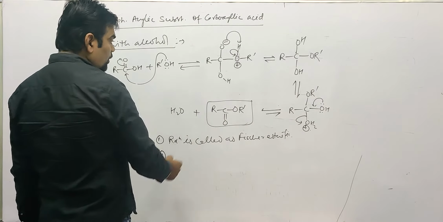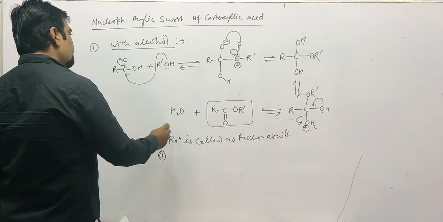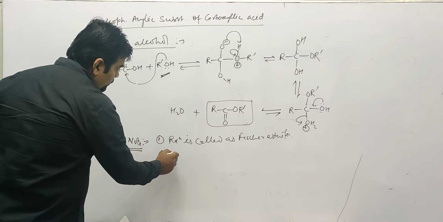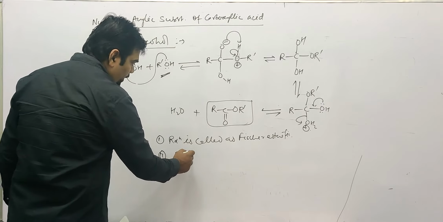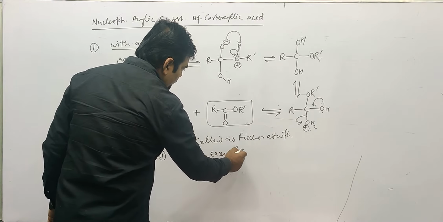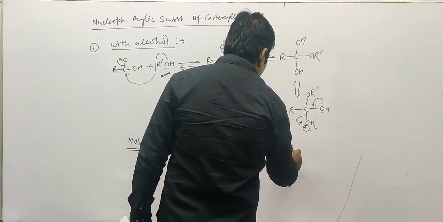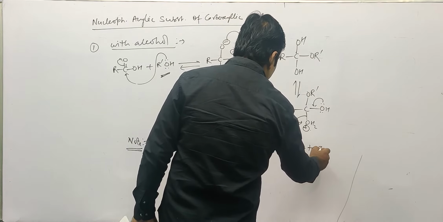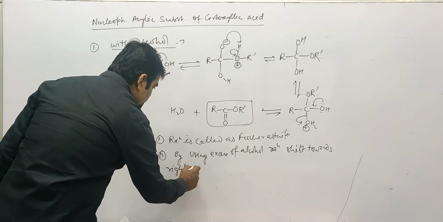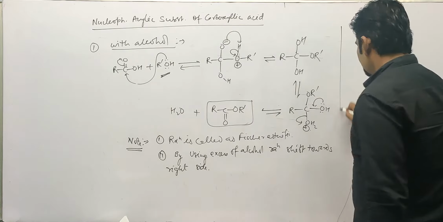Second point, there is a poor yield of ester, and since the reaction is at equilibrium, if you want to shift the reaction towards the right side, we need to take excess of alcohol. So by using excess of alcohol, the reaction shifts towards the right side.